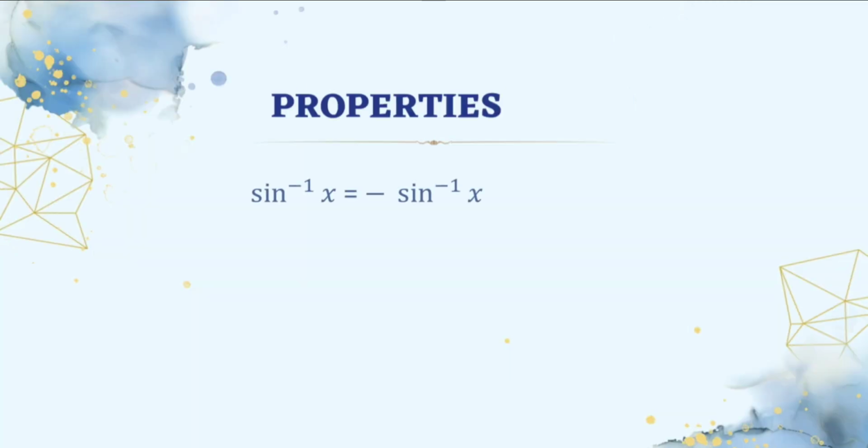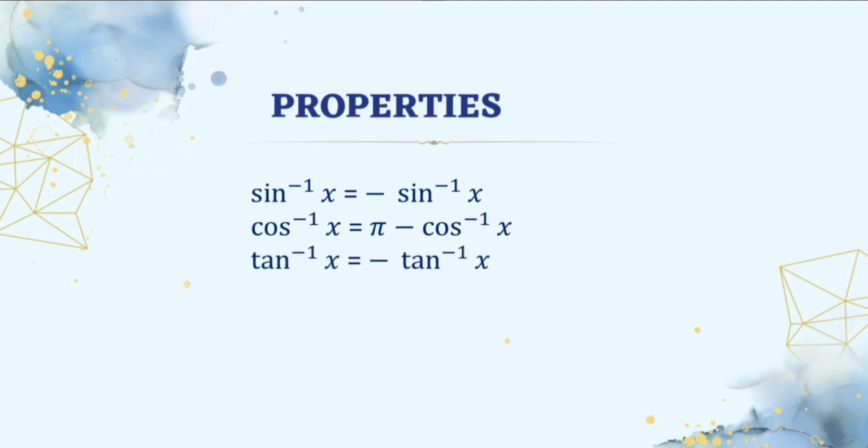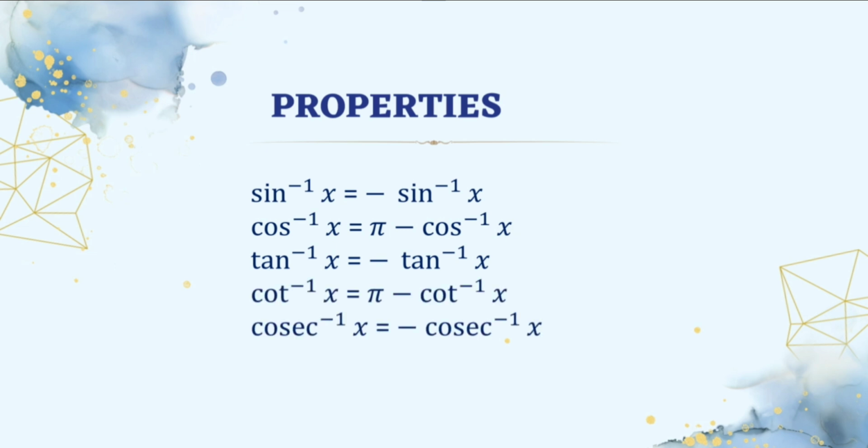So next, let us look at the different properties. First of all, sine inverse of minus x is equal to minus sine inverse of x, and cos inverse of minus x is equal to pi minus cos inverse of x. Tan inverse of minus x is equal to minus tan inverse of x, and cot inverse of minus x is equal to pi minus cot inverse of x. Cosec inverse of minus x is equal to minus cosec inverse of x, and sec inverse of minus x is equal to pi minus sec inverse of x.